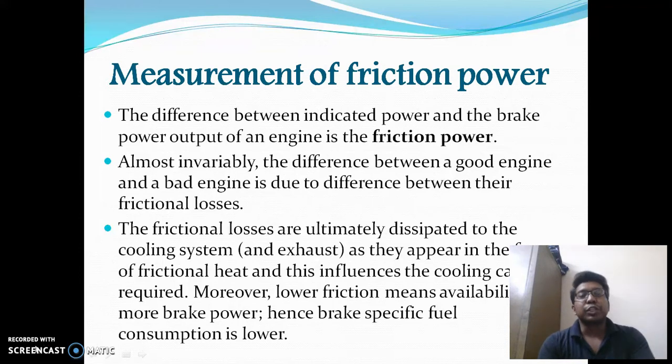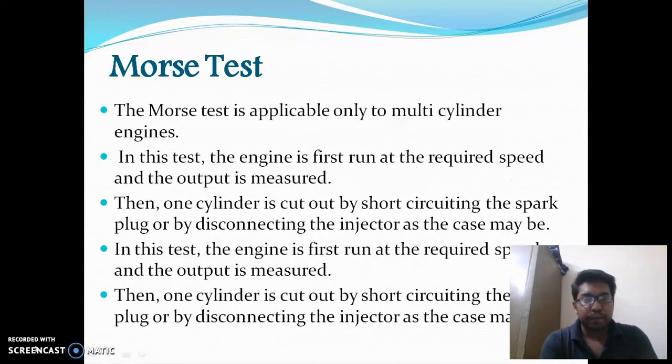Now, measurement of friction power. The difference between the indicated power and the brake power output of an engine is known as the friction power. So friction power is equal to indicated power minus brake power. Almost invariably, the difference between a good engine and a bad engine is due to the difference between their friction losses. Now we have different tests.